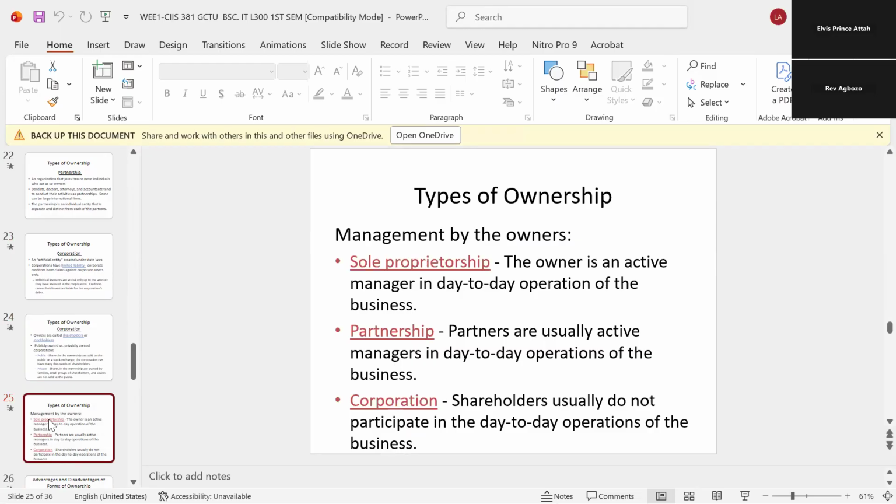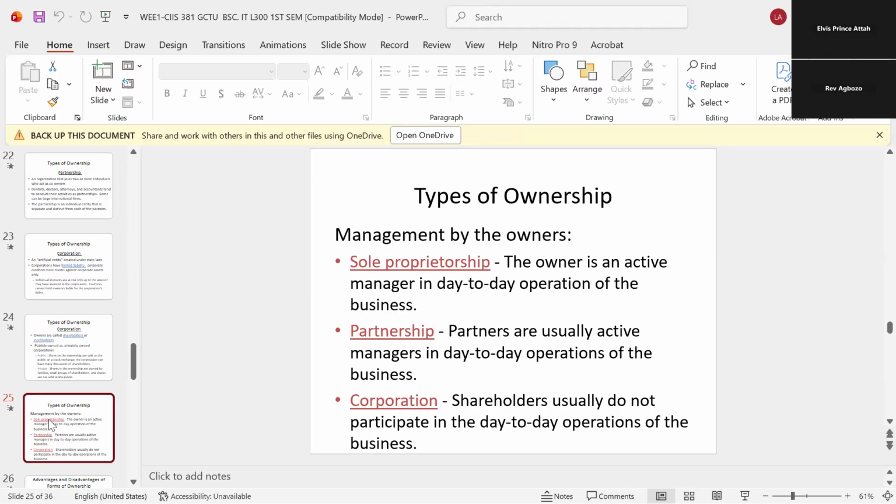Now, let's look at some features. In sole proprietorship, the owner of the company runs the company himself. He is in there for the day-to-day operation of the company. Now, when we come to partnership, they share in the activity of the business.